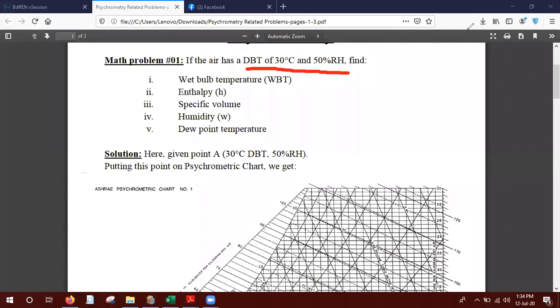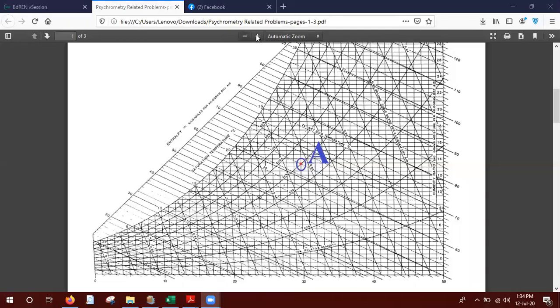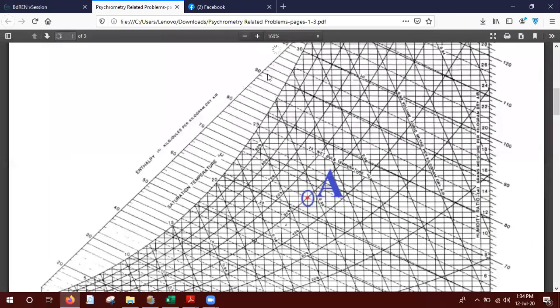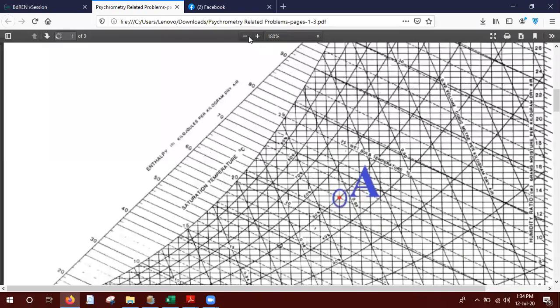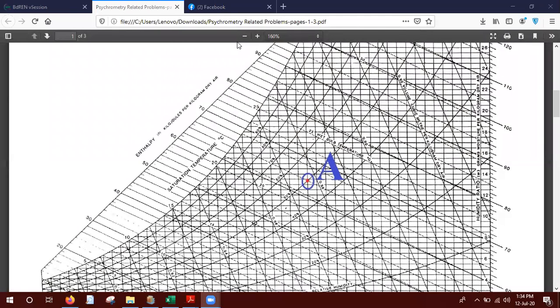So let's go to the psychrometric chart and put that point. Let's make it a little bit larger. Can you see, my students? Is it clear, the diagram? Yes, sir. Okay.